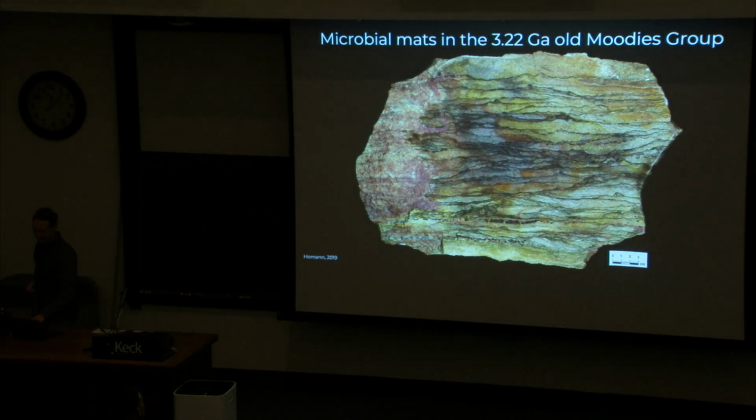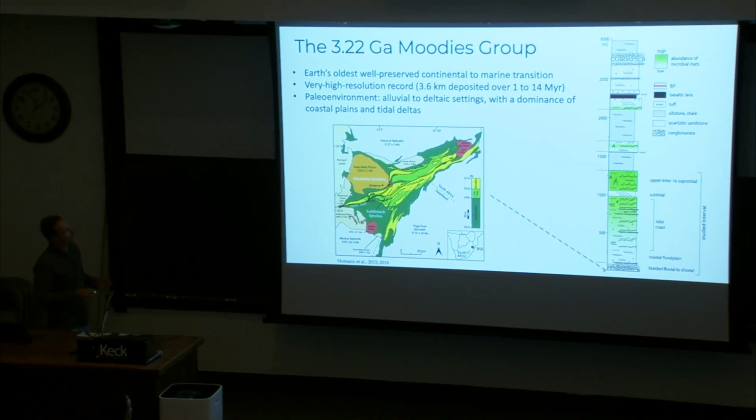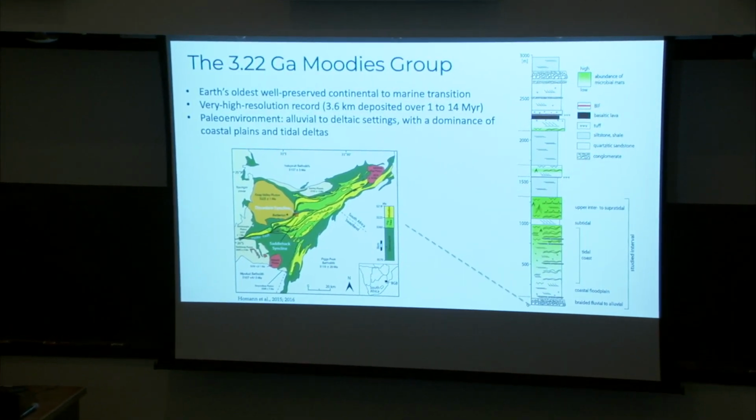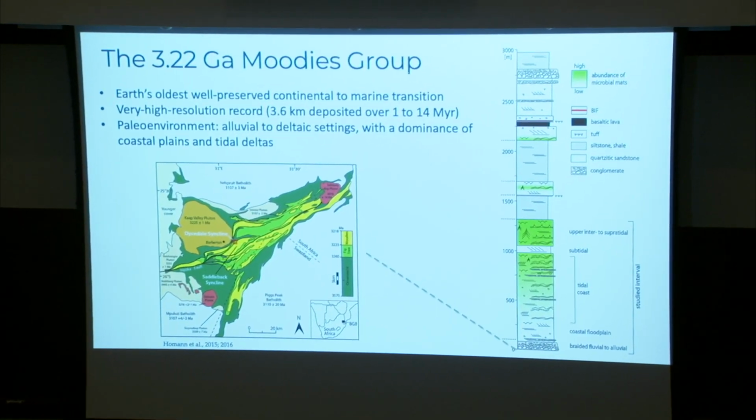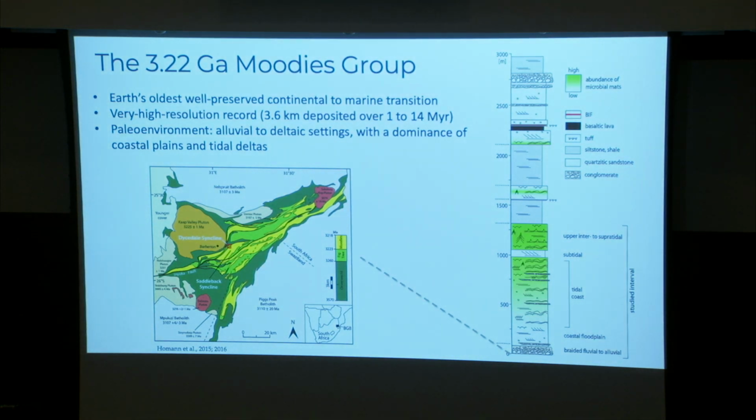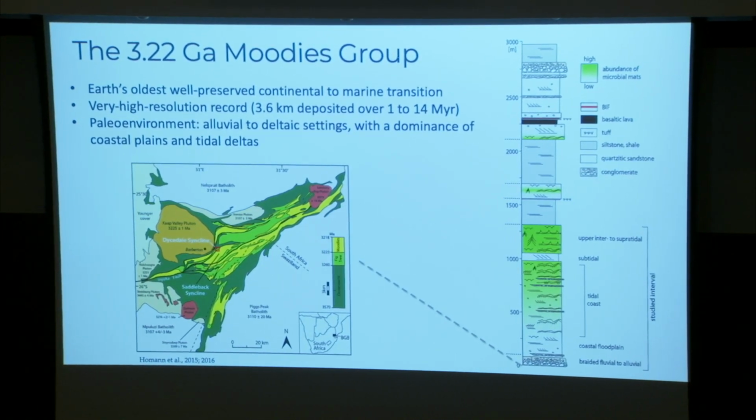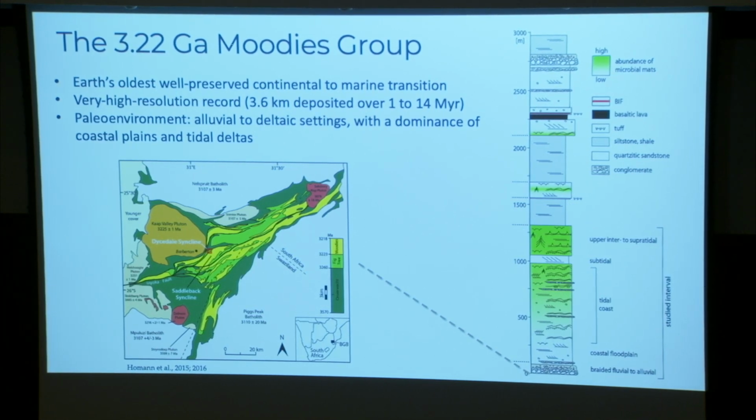mats. So let's have a closer look at the Moodies Group itself. It's actually the oldest well-preserved continental to marine transition that we have preserved on Earth. It's a very high-resolution archive. It was probably deposited between 1 to 14 million years. Paleoenvironments range from alluvial to deltaic settings, so we are basically in a nearshore coastal paleoenvironment, and in this simplified stratigraphic column, you already see indicated in green where we find these mats, really in nearshore environments. They are really not preserved or not present in subtidal, so in deeper water environments.